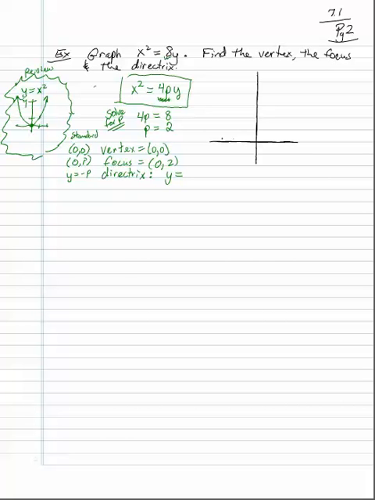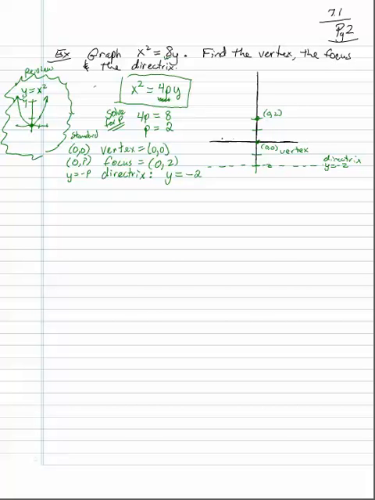So for this equation, x squared equals 8y, we figured out p is 2, so the vertex is 0, 0, the focus is 0, 2, and the directrix would be y equals the opposite of 2, so negative 2. So this is the directrix. Y equals negative 2 is my directrix. My vertex is 0, 0. My focus is 0, 2.